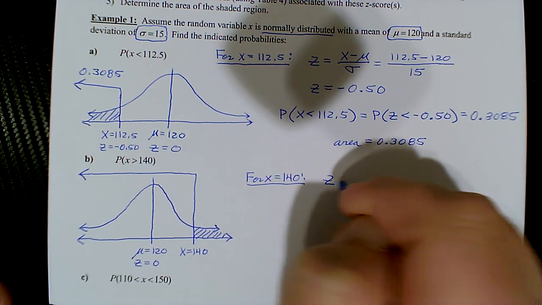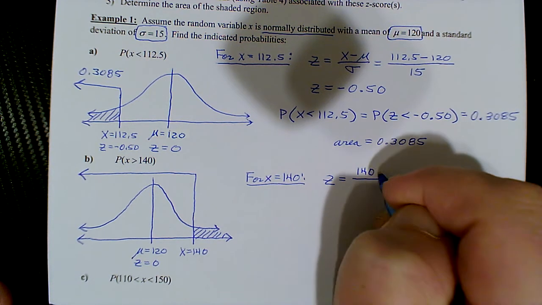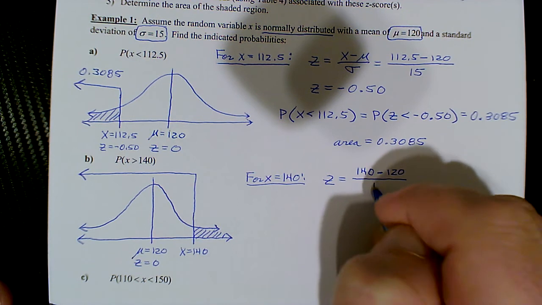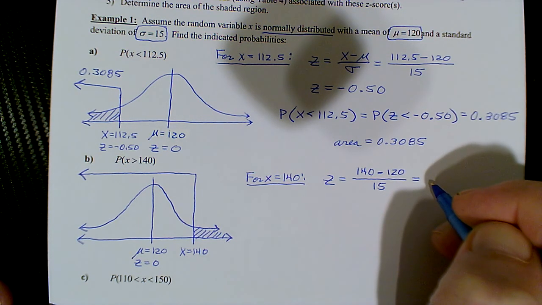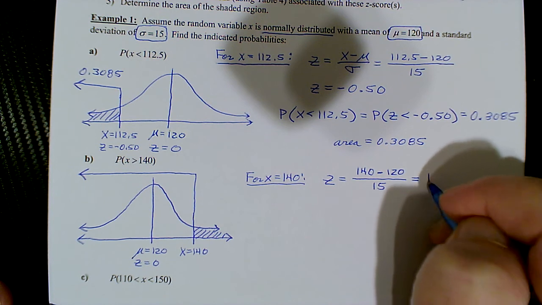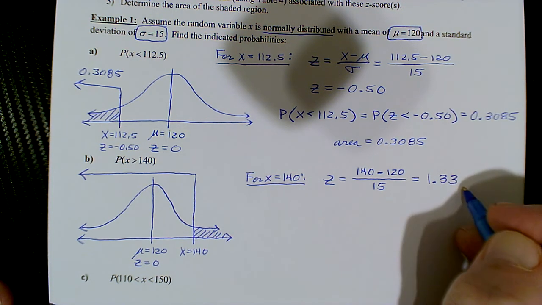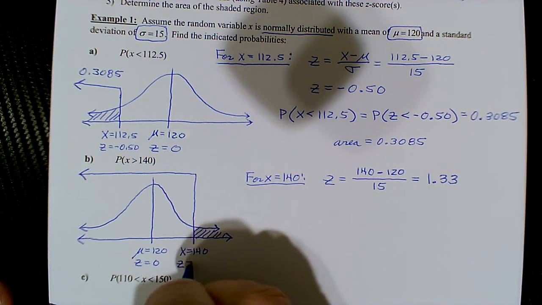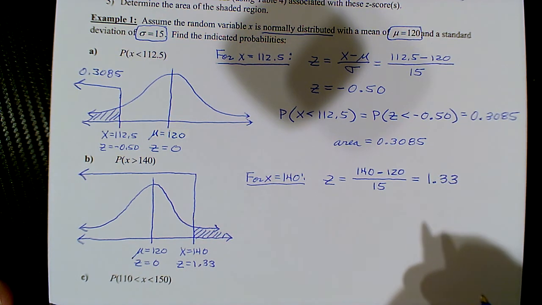So again, it's x minus mu. I'll just jump right to the calculation. x is 140, minus mu is 120, over the standard deviation of 15. That comes out to be positive 1.333 repeated, but we'll round to 2 decimal places, so 1.33. And I should actually come back here and label that on my standard normal distribution.